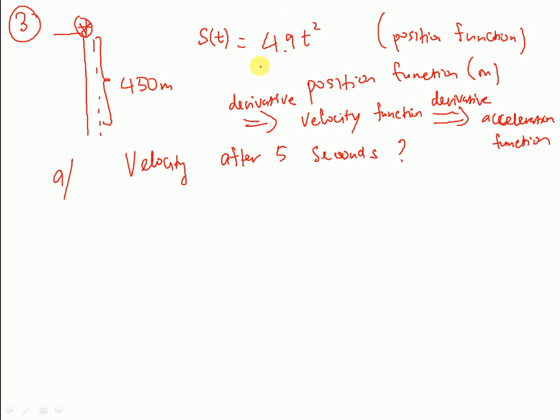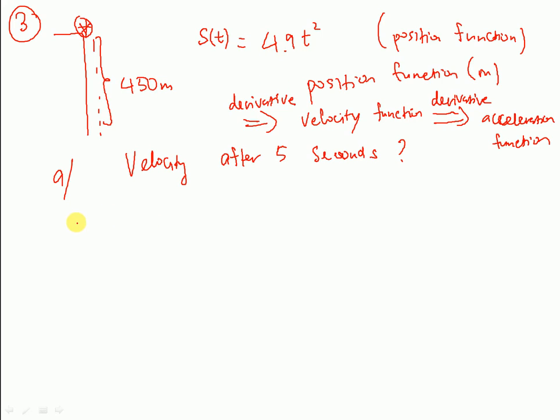Now we are given the position function, but we want to find the velocity after 5 seconds. So this is the position function, not the velocity. So you cannot plug in 5 directly to here. We have to take the derivative of this function, then we can plug in 5 too. So how do I find the velocity function from this position function first?